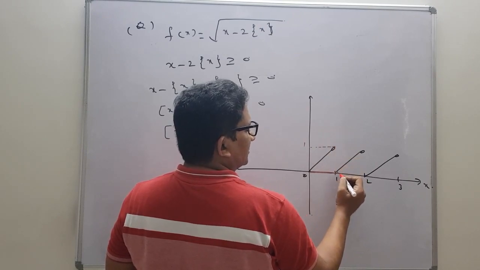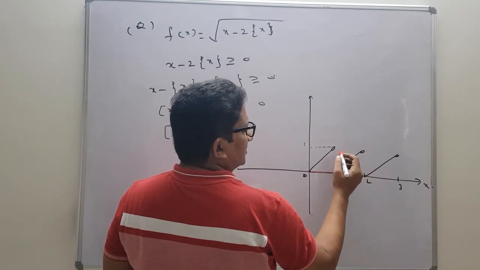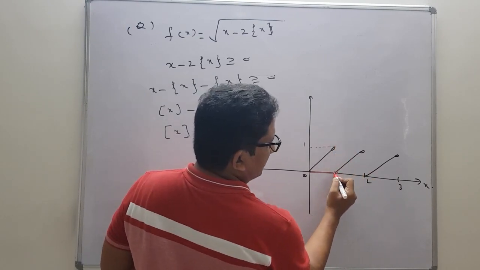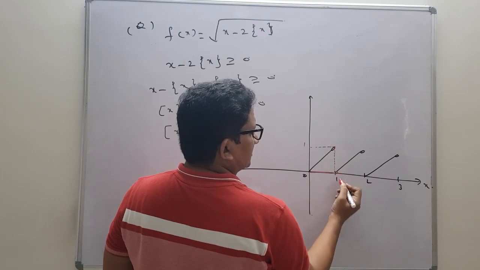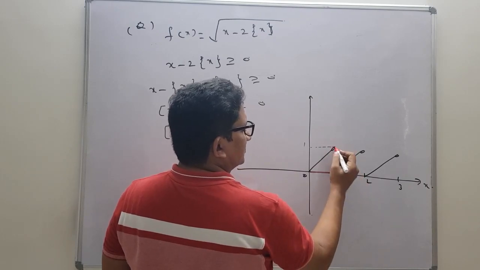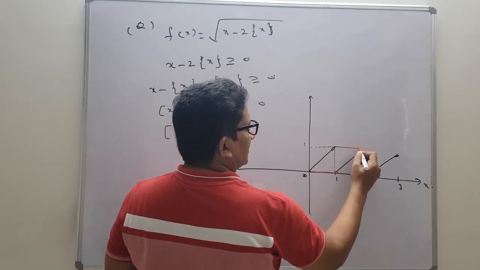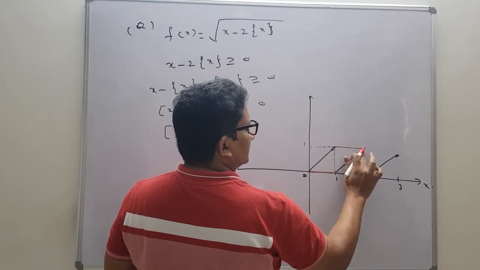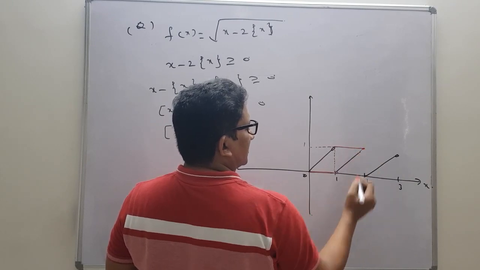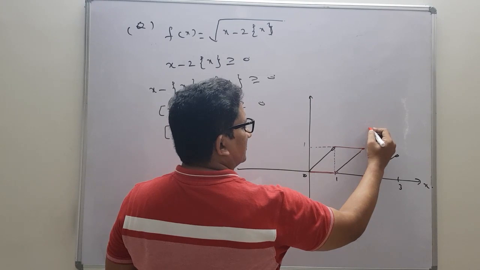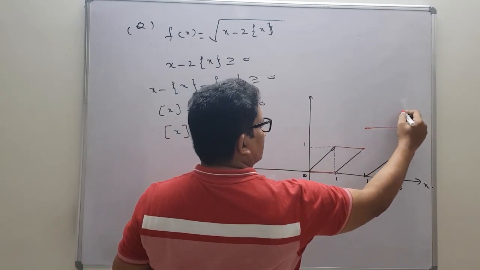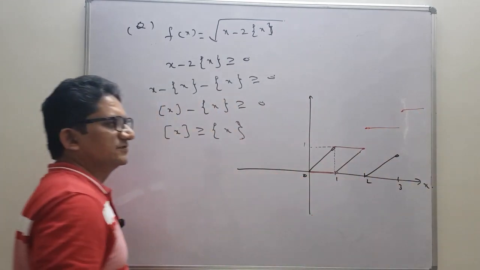And next, in between 1 and 2 it is 1 only. So it means exact, accurate, this one. So in between 1 and 2, it will be 1 only. So that means it should go further up to here like this, and further it will go in this way. So this is the greatest integer function.